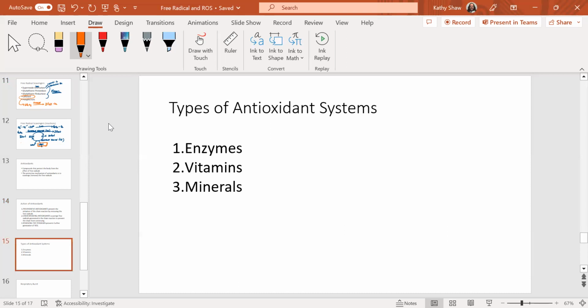Different systems, we have enzymes, we just talked about those a little bit. The superoxide dismutase, things like that. You have your vitamins and you have your minerals. We'll talk about those a little bit next trimester. I think Dr. Krabbe is going to talk about those a lot when you get to nutrition with him.